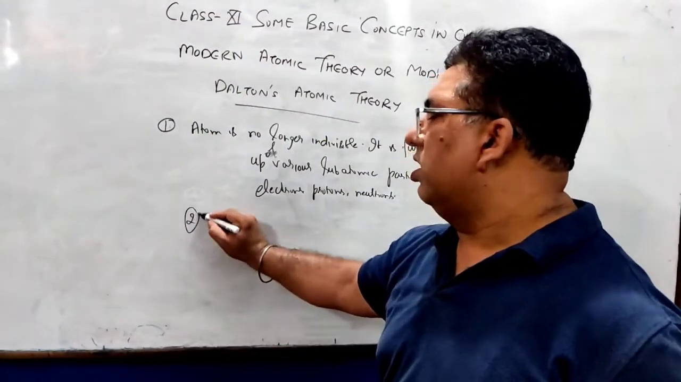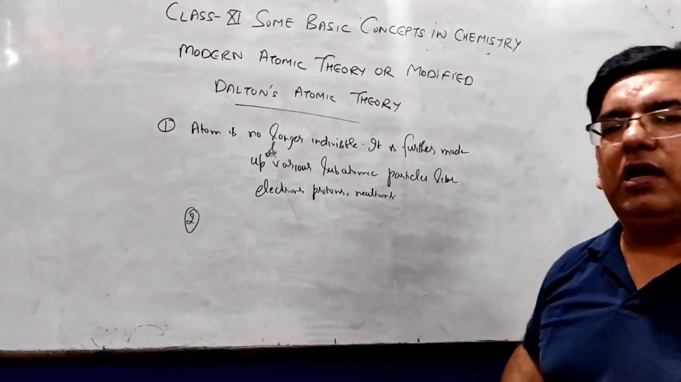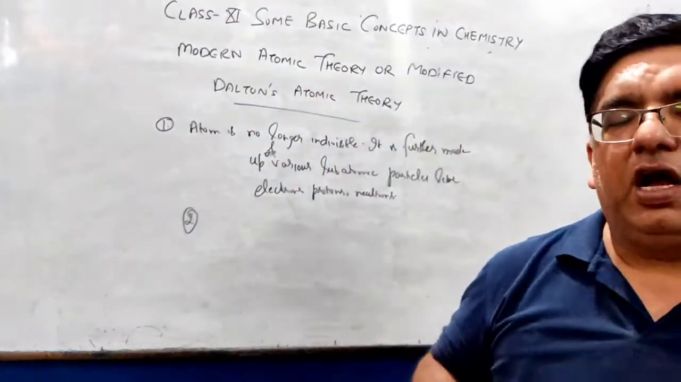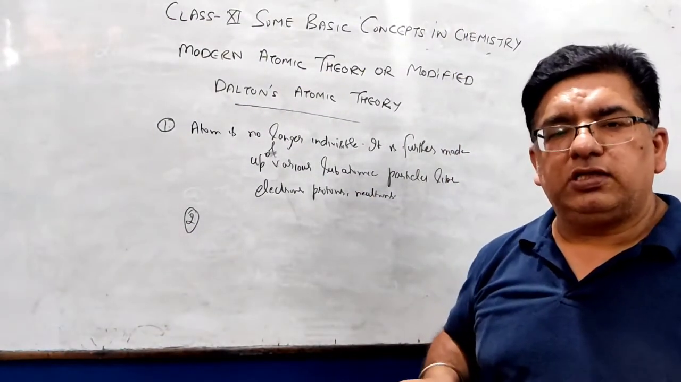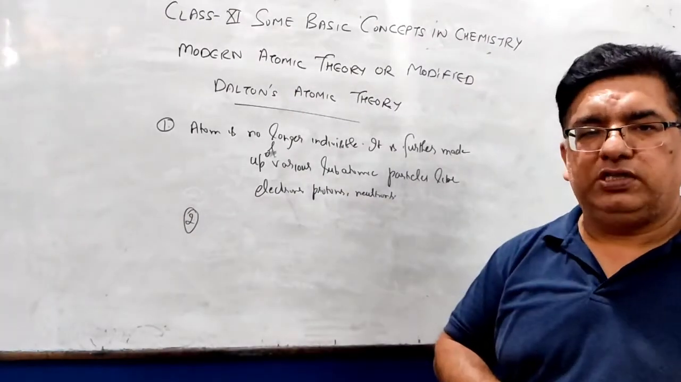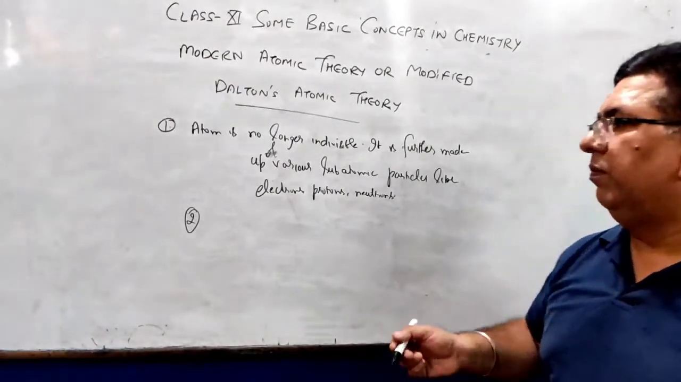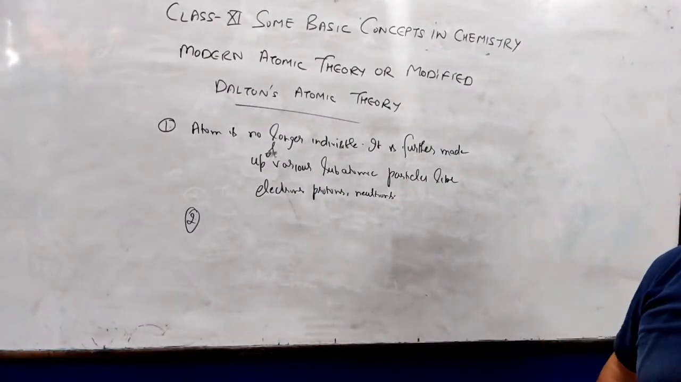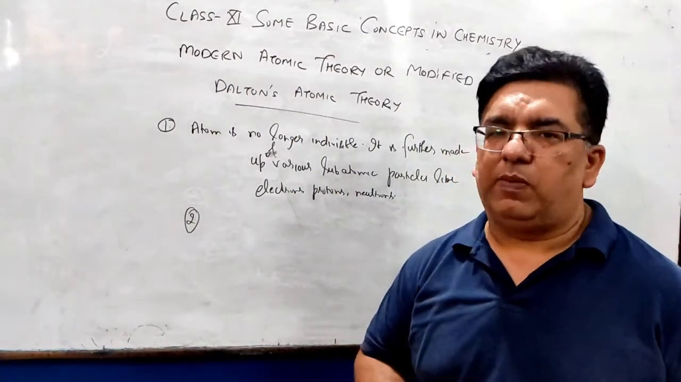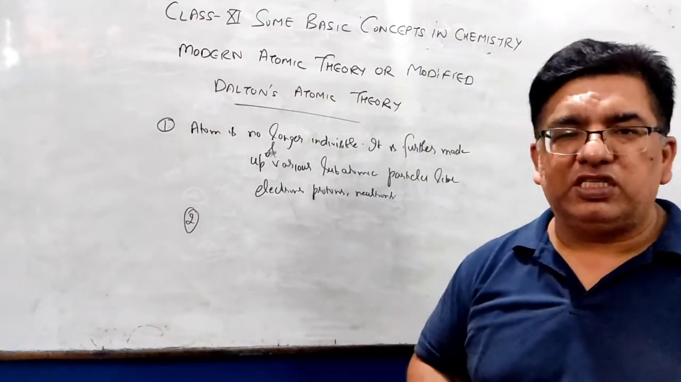The second part of Dalton's atomic theory was that the atoms of same element are identical in all respects. It means if we are having 100 atoms of hydrogen, then according to Dalton's, all the atoms of hydrogen should have same properties. It means they should have same colors, same shape, same mass, etc. But in the modern atomic theory, he says that the atoms of same element may be different in some respects. How is it possible that the atoms of same element are different in some respects?